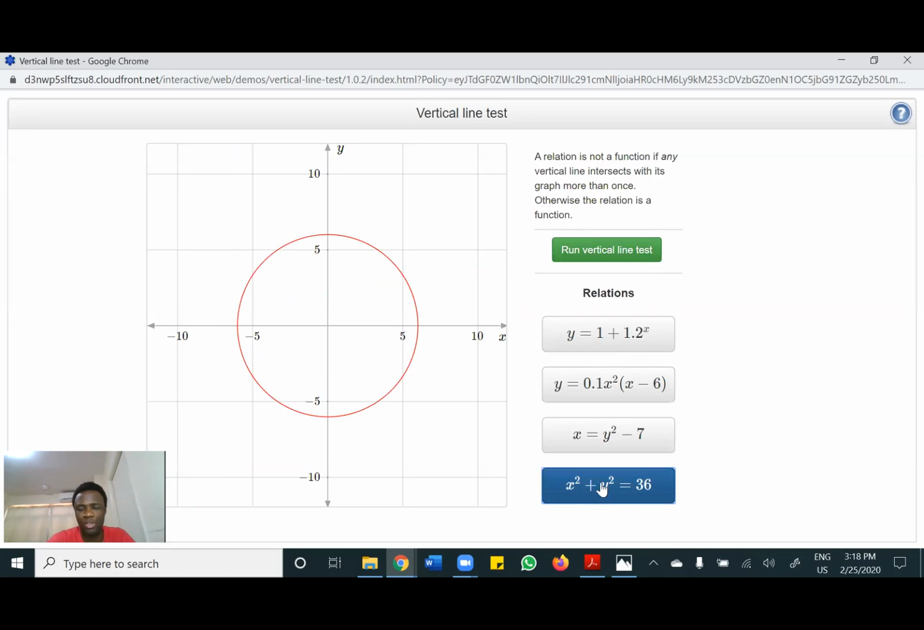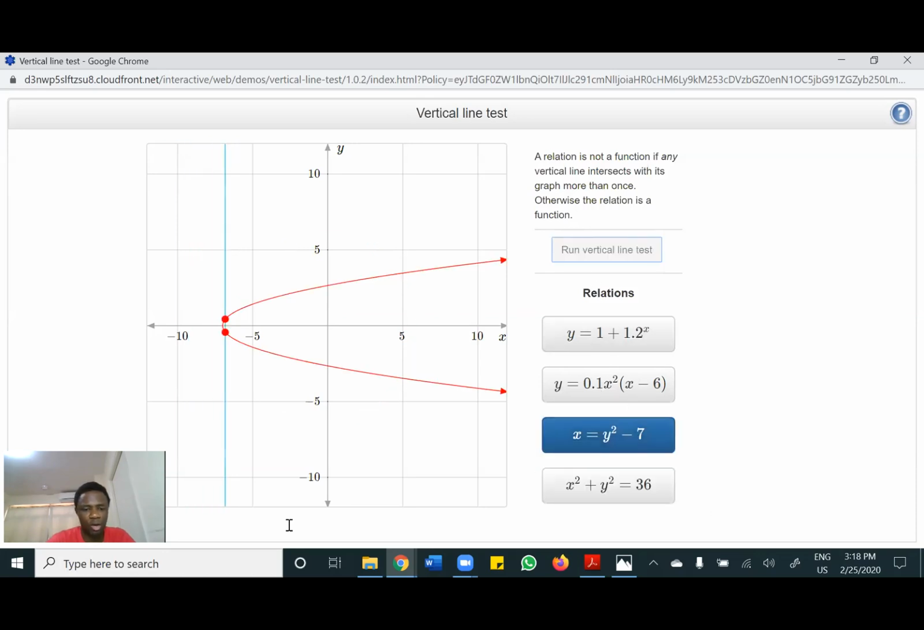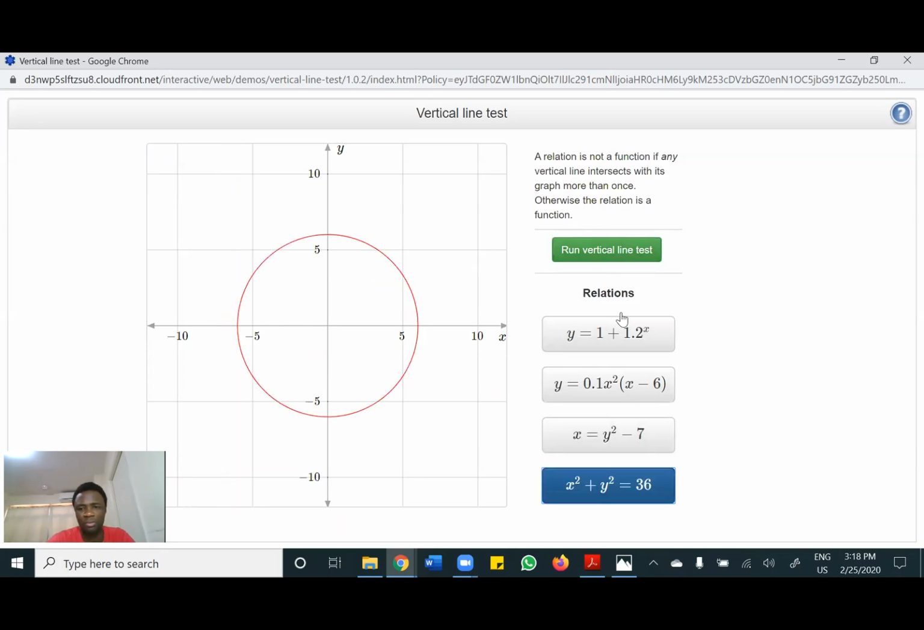Remember, this is the equation of a circle. We discussed the equation of a circle. At the bottom of this, there will be a conclusion here. It's not a function. Can you see? The relation is not a function. So let's see. Do you think the circle will pass the line test?